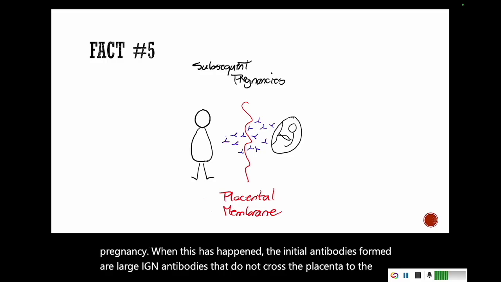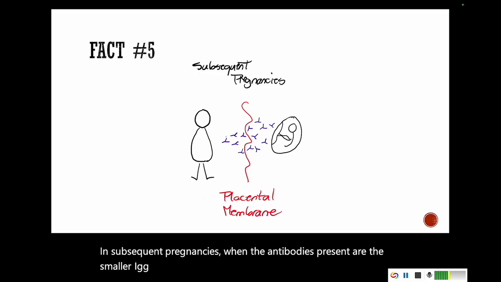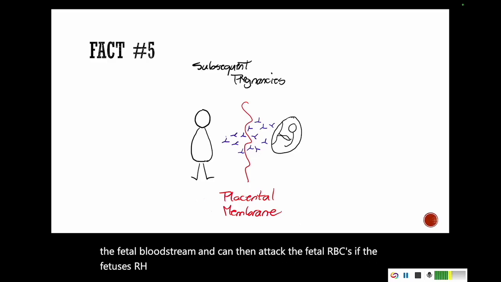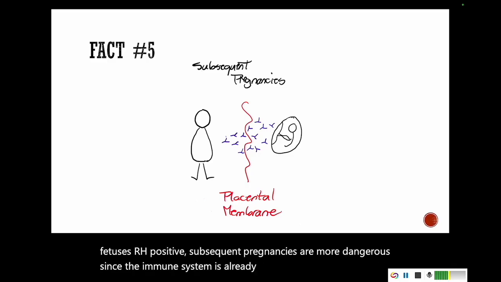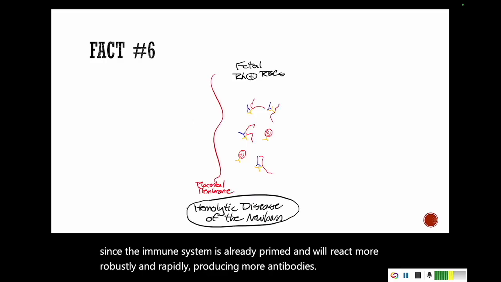But in subsequent pregnancies, when the antibodies present are the smaller IgG antibodies, these antibodies do cross the placenta to the fetal bloodstream and can then attack the fetal RBCs if the fetus is Rh positive. Subsequent pregnancies are more dangerous since the immune system is already primed and will react more robustly and rapidly, producing more antibodies.